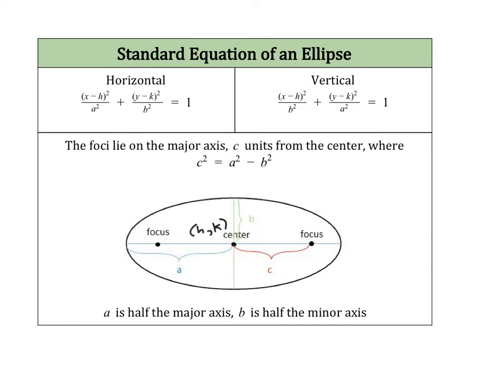So that's how you use all those different aspects. I would always start with the center and then go to the right a, to the left a, up b, down b, and then right c, left c. Or the exact opposite if you have a vertical ellipse.